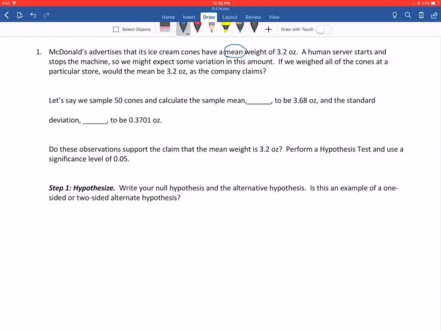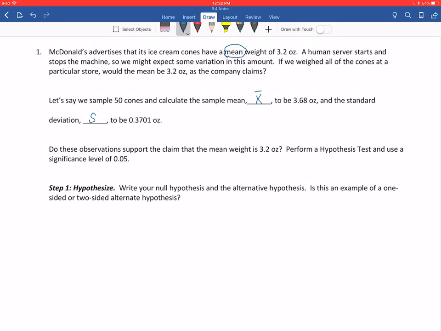Let's say we sample 50 cones and we calculate the sample mean. Just as a reminder, the sample mean symbol is X bar, to be 3.68 ounces, and the standard deviation S to be 0.3701 of an ounce. Do these observations support the claim that the mean weight is 3.2 ounces? We're going to perform a hypothesis test, and we're going to use that standard significance level of 0.05.